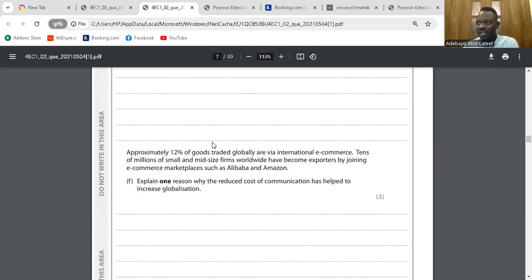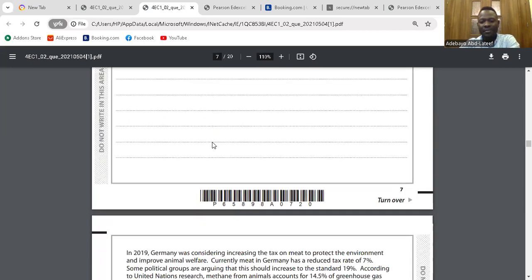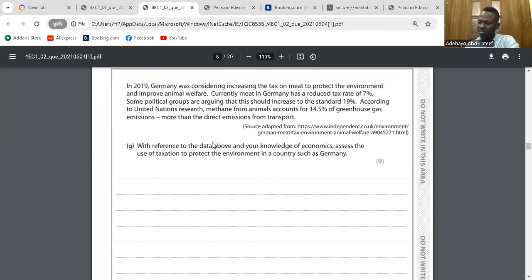So via the internet, people can easily transact with one another without physically seeing each other. As a result, things become easier to do. Transactions go in, data can be transferred, anything can be done. Is it clear? Clear. So that's F. And go to G.